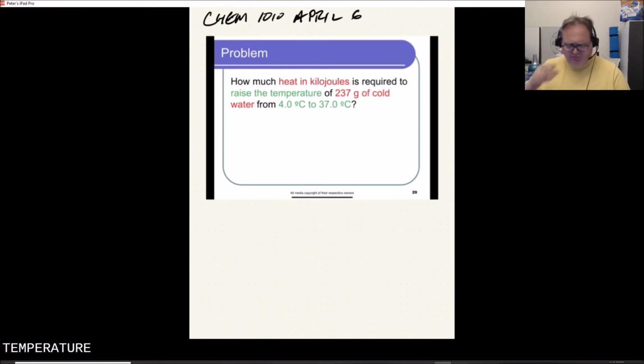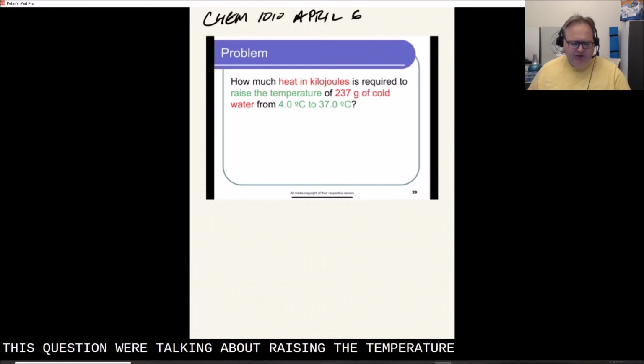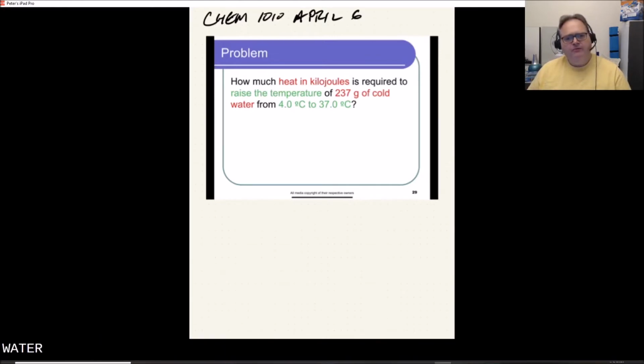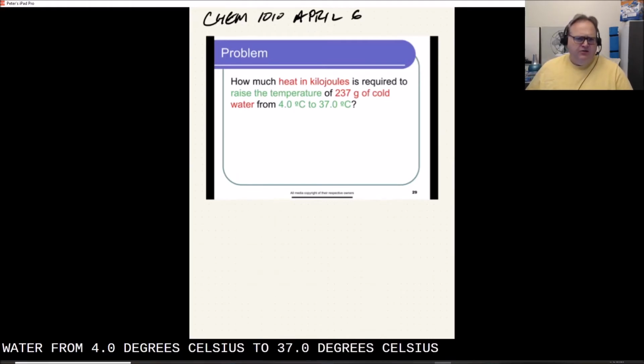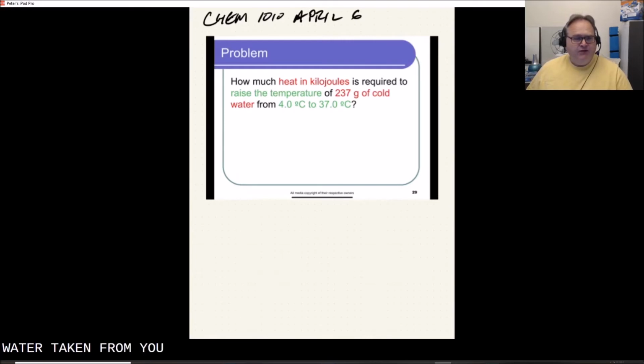its temperature. In this question, we're talking about raising the temperature of 237 grams of cold water from 4.0 degrees Celsius to 37.0 degrees Celsius. So really the way to think about this problem is the amount of heat required to raise 1 cup of water taken from your refrigerator. What's the amount of heat your body puts into that cup of water to raise it to your body temperature, let's say inside your stomach?